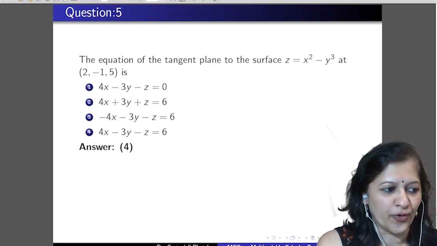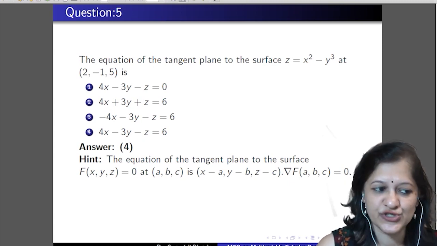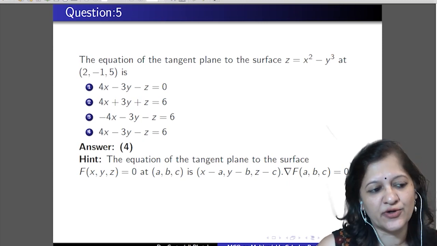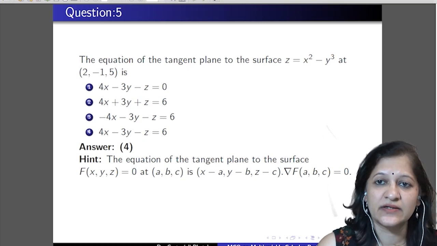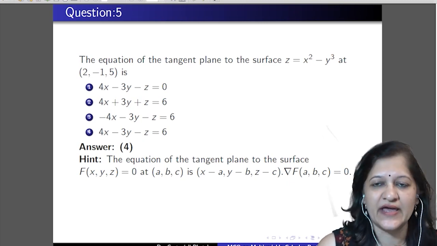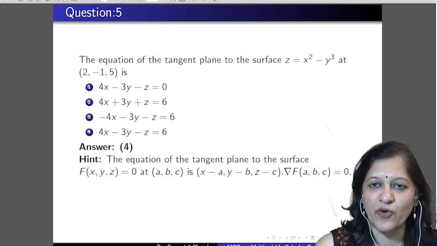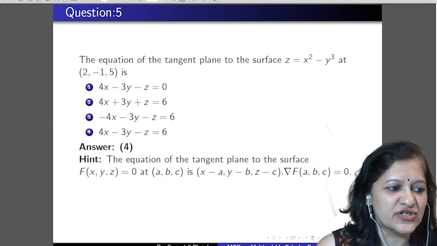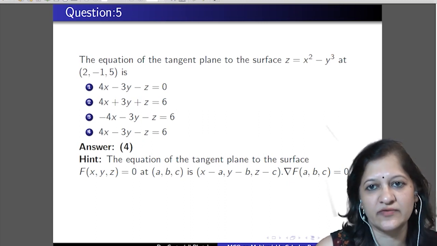The answer is 4. The equation of the tangent plane to the surface capital F(x,y,z) equal to 0 at the point (a,b,c) is the dot product of the two vectors (x minus a, y minus b, z minus c) and grad F at (a,b,c). We know that the direction of grad F at a point is along the normal to the surface. So the equation of the tangent plane is given by the dot product with the normal equal to 0.